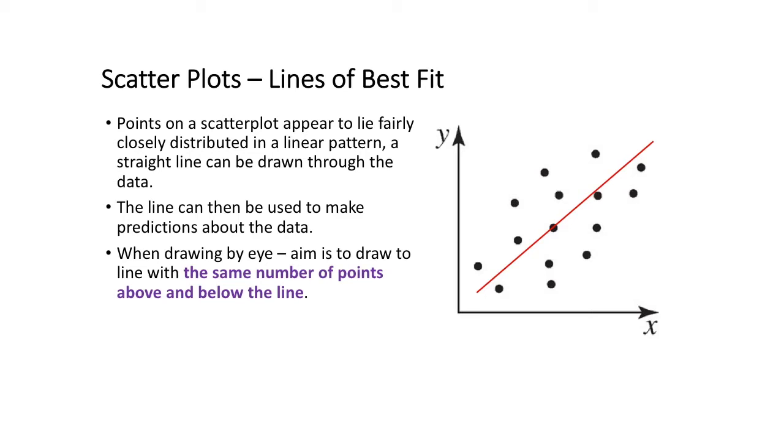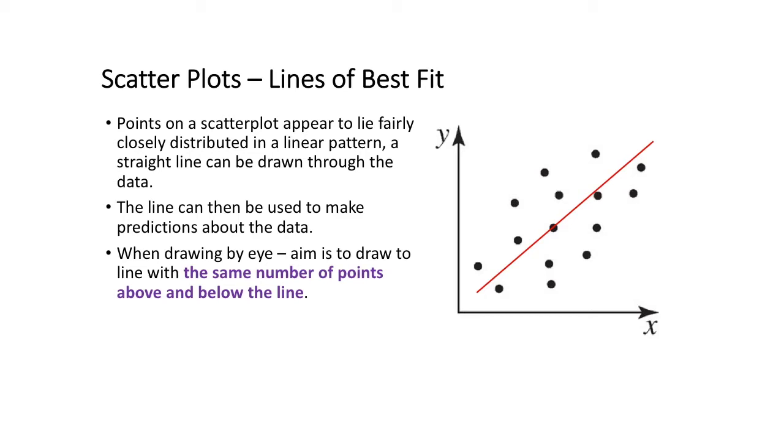So the line, when we add it in, should be going through the middle of the points on the scatter plot. Now the line can then be used to make predictions based on values within our data set. So when we're doing lines of best fit, we can work them out using a formula, or we can draw them in using our eyesight.